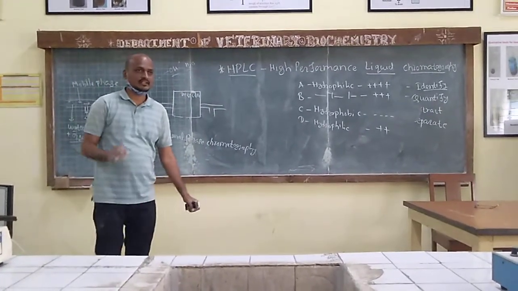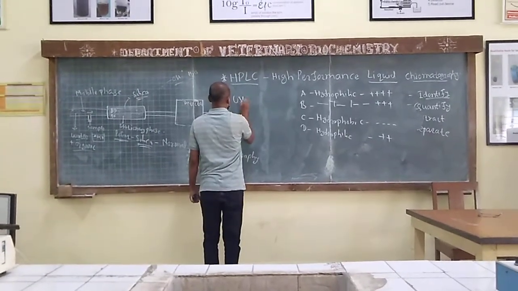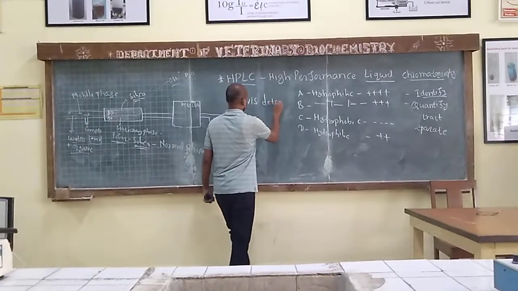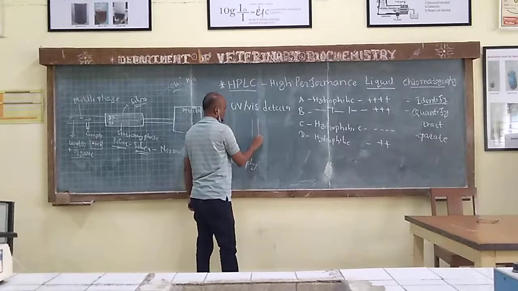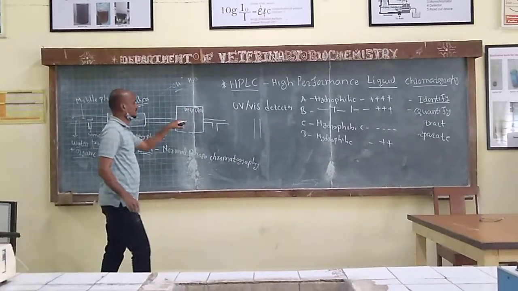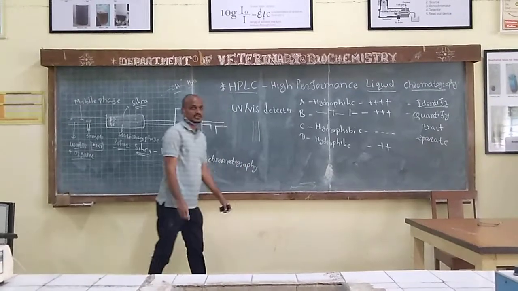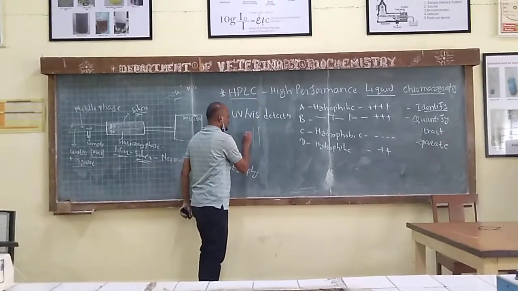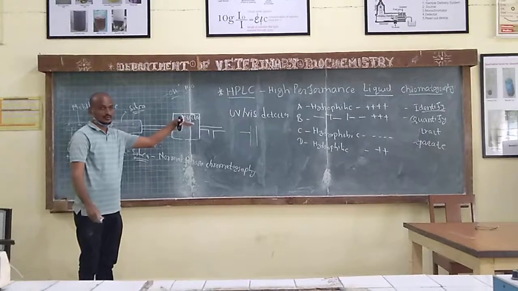Simple UV visible detector, we will try to discuss. Okay, UV visible detector. So when we are passing, for example, this solution from this tube, now this molecule will come here. Based on spectrophotometric principle, we are passing the beam of light from one position to another through that molecule.